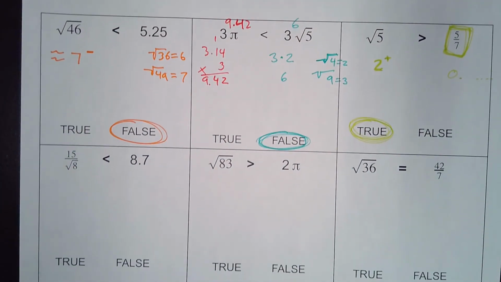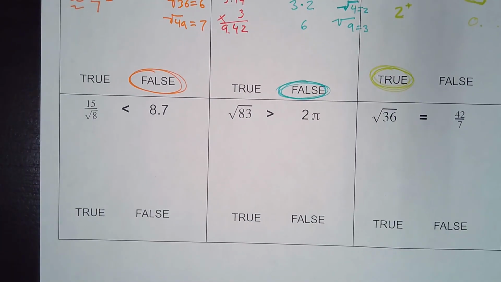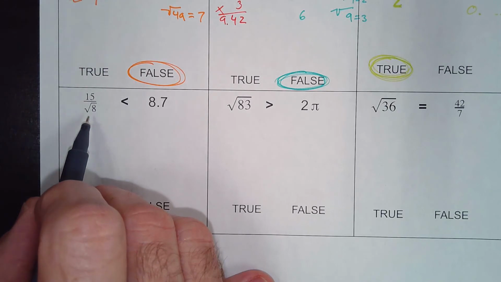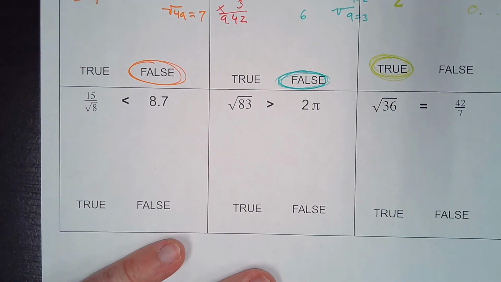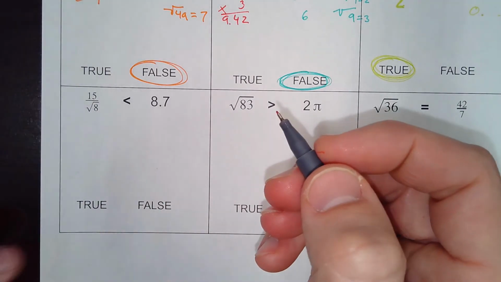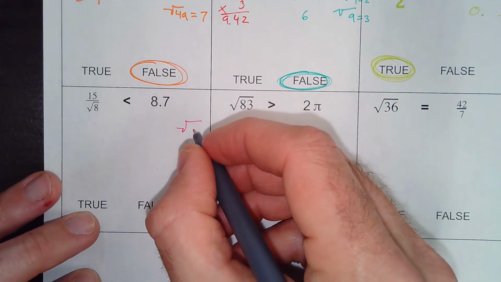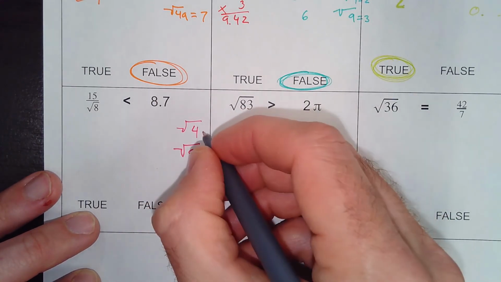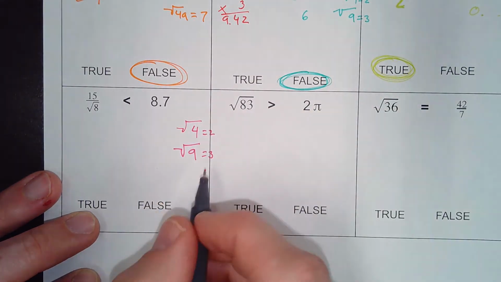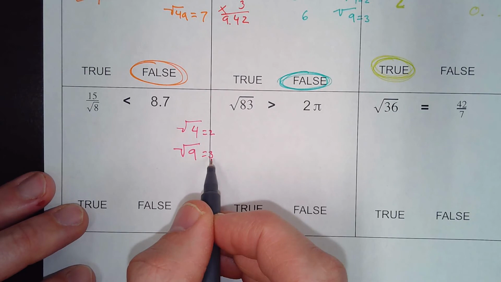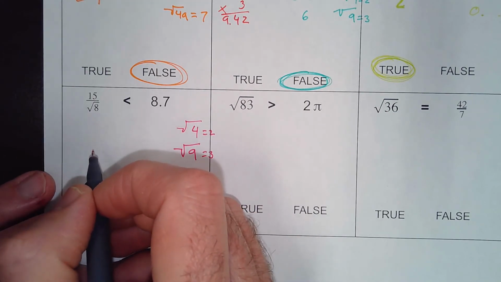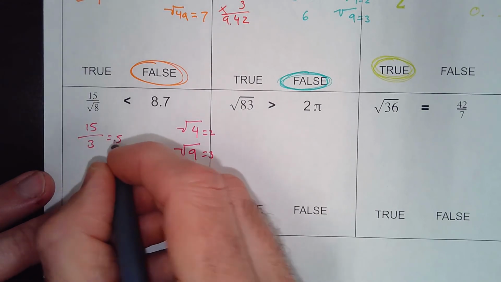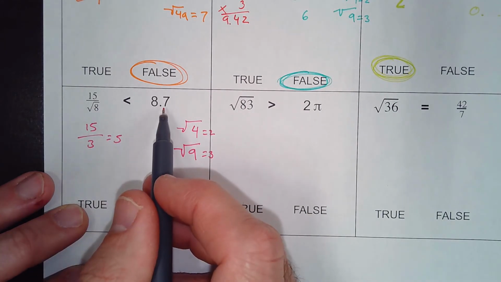We could maybe look at one more. So let's look at this one. Since we have our denominator as a root, that's kind of tricky, but let's think about this. Let's figure out what that root is. So that falls between the square root of 4 and the square root of 9, being 2 and 3. It's real close to 3. So let's think of this as 3. 15 divided by 3 is equal to 5. So 5 is less than 8.7.